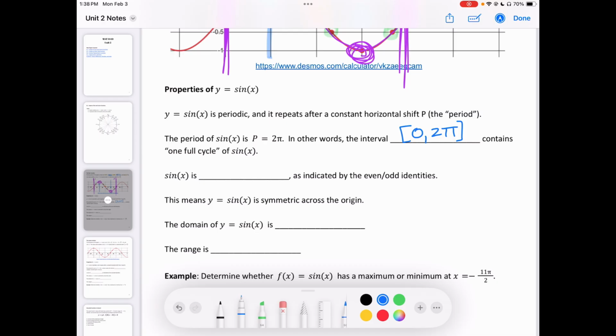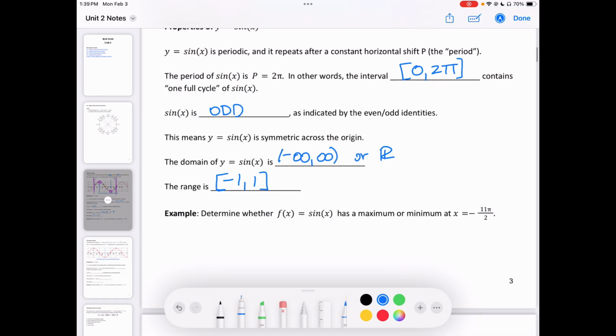Sine x is an odd function. We talked about that in the last unit. That means it is symmetric across the origin. Its domain is all real numbers, or negative infinity to infinity, or we can use that symbol. And its range is going to be -1 to 1. And these are all for just sine of x. Once we start transforming it, those things are obviously going to change.